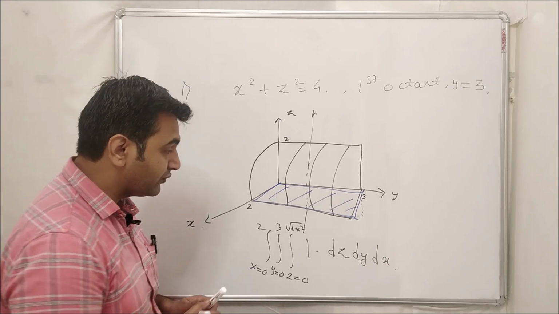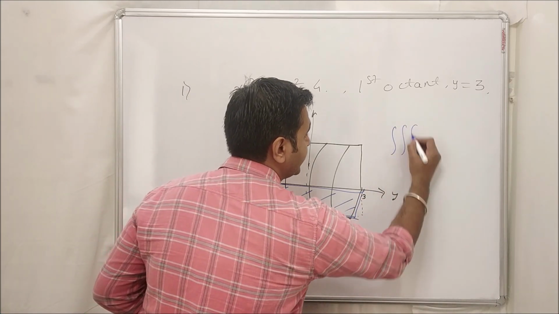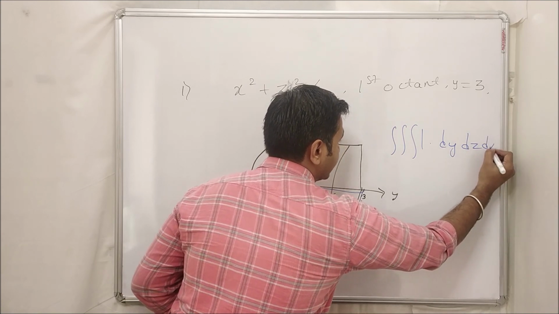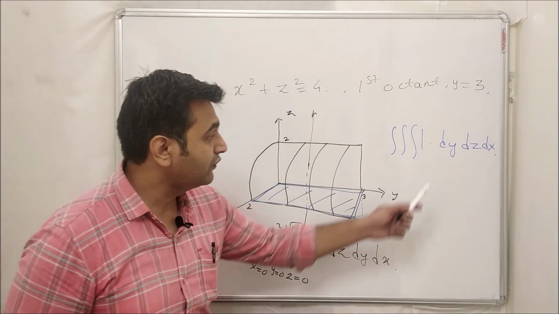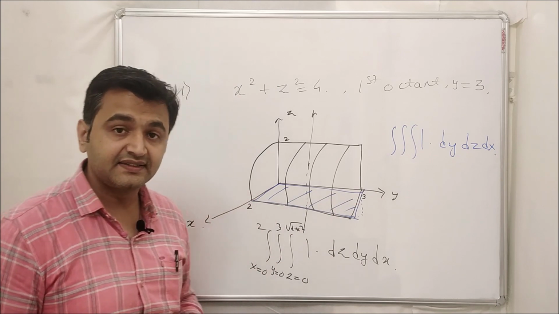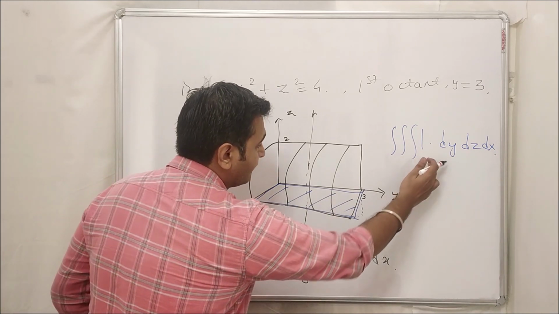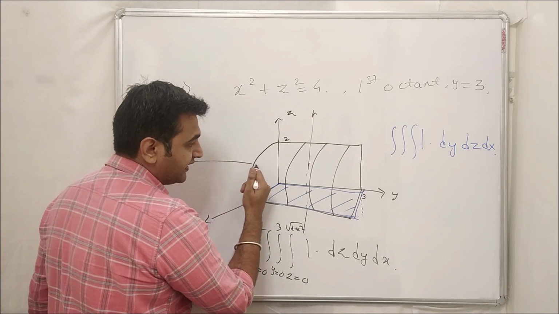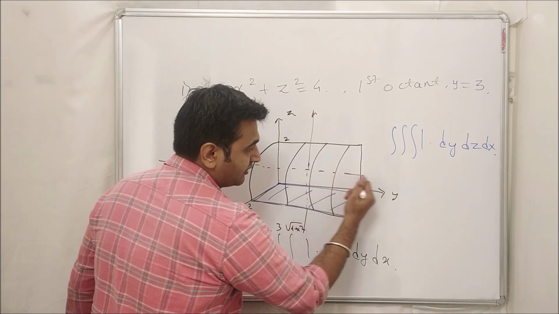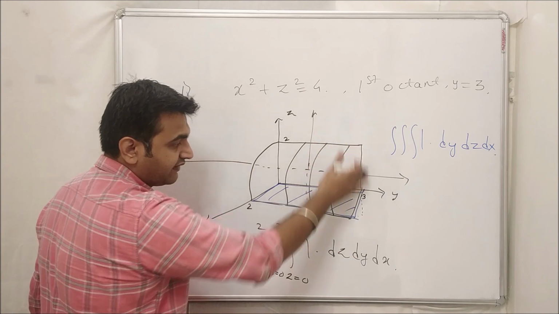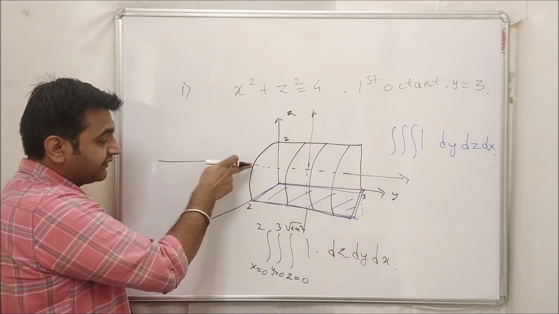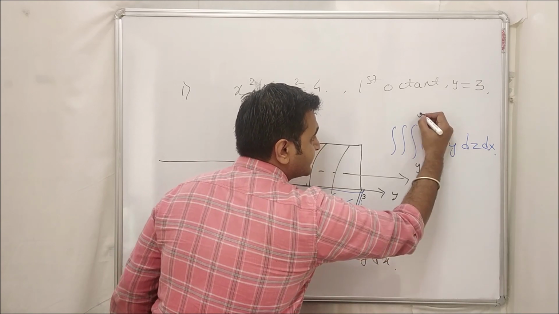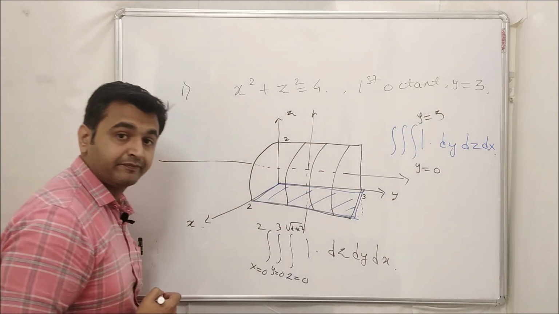Now suppose you take the order of triple integration as 1 times dy, dz, dx. Now to find the limits of y, you draw the line parallel to the y-axis. So your line will come like this. It will enter from here and it will come out from here. This is the y equal to 3 plane. It is entering from the xz plane. On the xz plane, your y is 0 and it is coming out from y equal to 3.